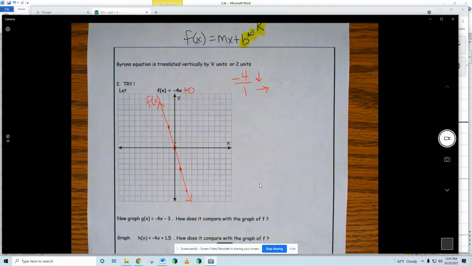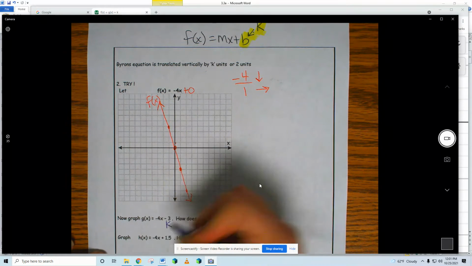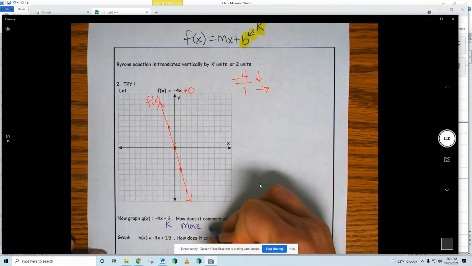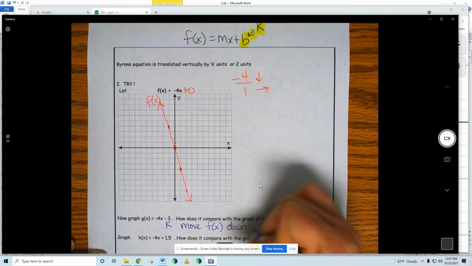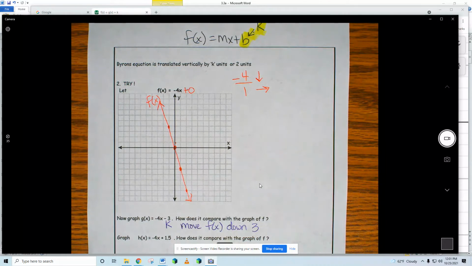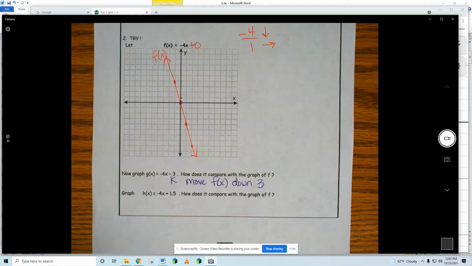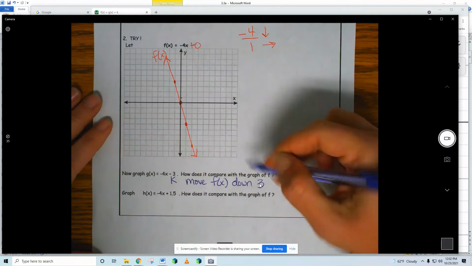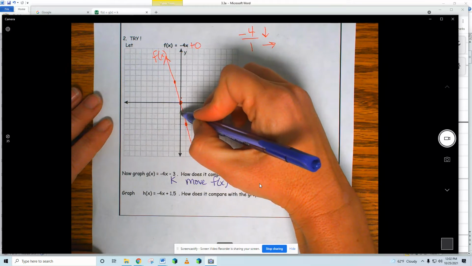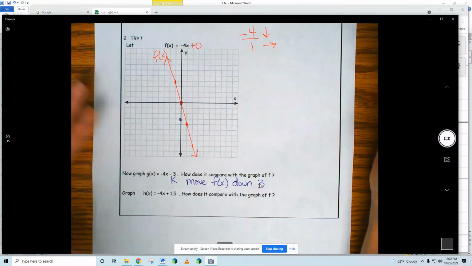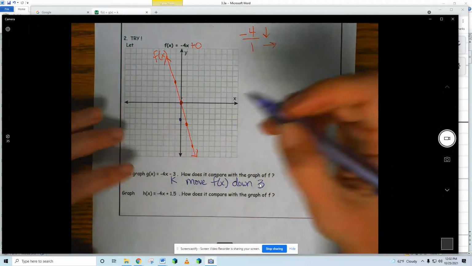Now I'm going to go below the graph. Did you connect the line? Now I'm going to go below the graph and it says, now graph negative 4x minus 3. I just put a y-intercept on this red line. This y-intercept is negative 3. The k means that I move f of x down 3. I'm going to move my f of x line, my red line, down 3. So my y-intercept is going to be at negative 3. My slope is still exactly the same, down 4 over 1.